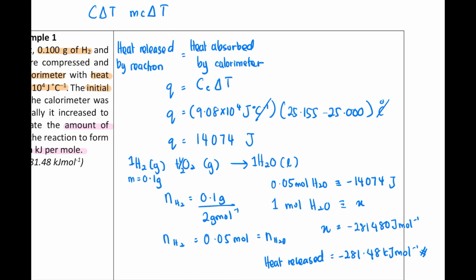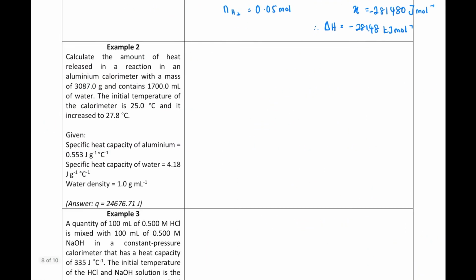Okay, right, kalau dia minta enthalpy maksudnya delta H. So this value here 281.48 kilojoule per mole is actually delta H jugalah, enthalpy. Okay, sebab unit dia dalam per mole. Okay, so example tu dia kata calculate the amount of heat release in the reaction. So soalan minta heat release.